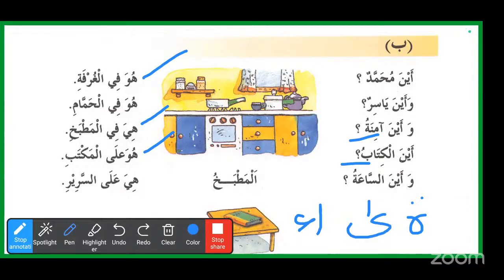So, the pronoun used with it would be she. Hiya is she, and huwa is he.